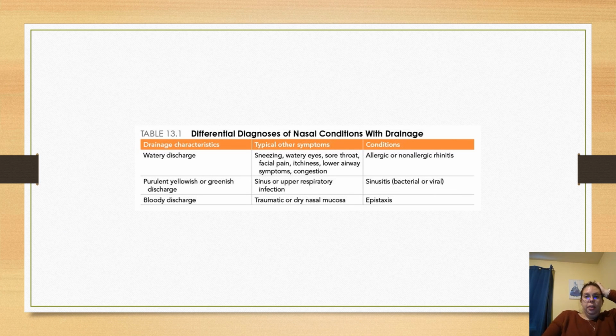So, nasal conditions with drainage. This is part of why we care what color it is. Here's a little bit of a disclaimer though. Everybody's always like, oh, yellow or green snot's coming out of my nose, so that means I need an antibiotic, which is not true, okay? Yellow or green discharge is likely a sign of a sinus or upper respiratory infection, but it could still 100% be viral, okay?